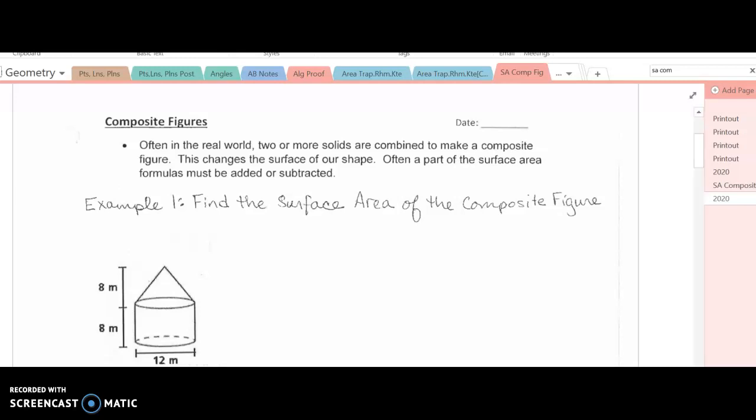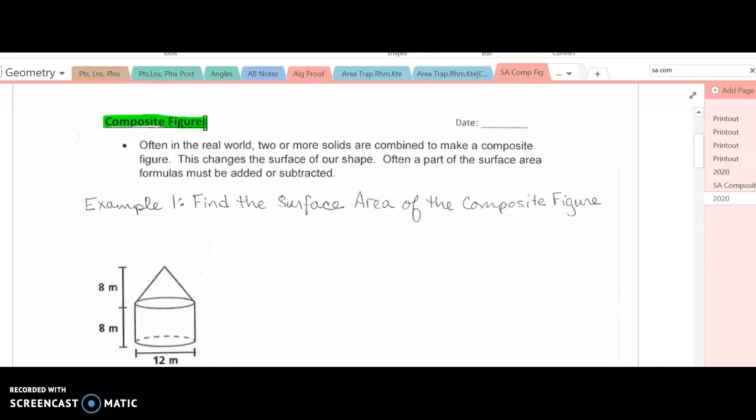Okay, so for today's lesson, we're not technically doing any new shapes. We're just combining shapes that we've already been doing and seeing what it looks like when you put them together in what's called a composite figure. It's a combination of two or more shapes.